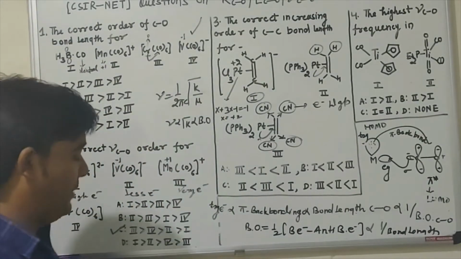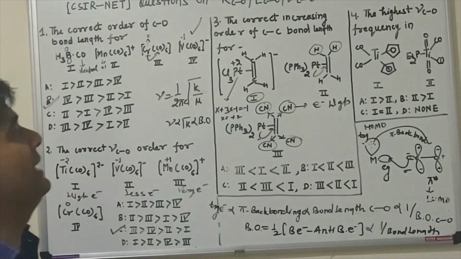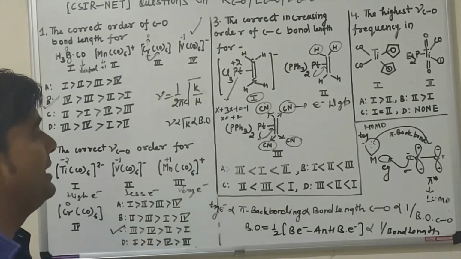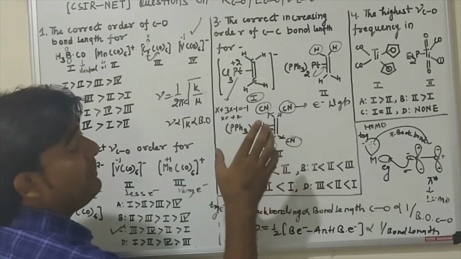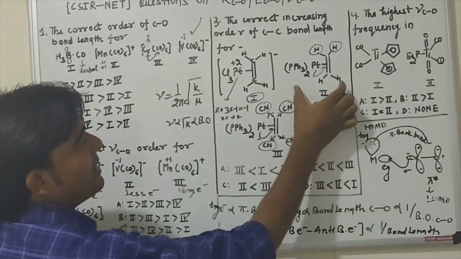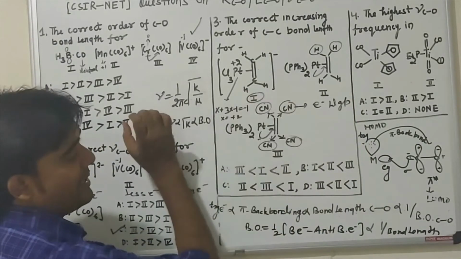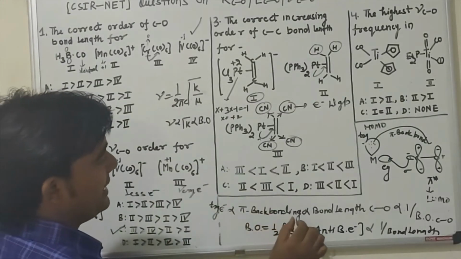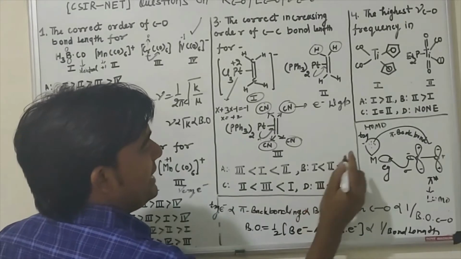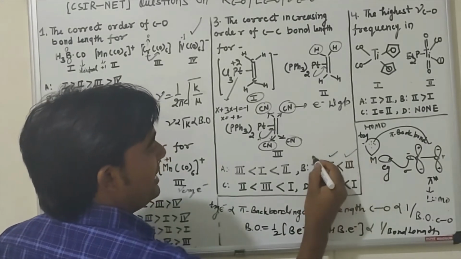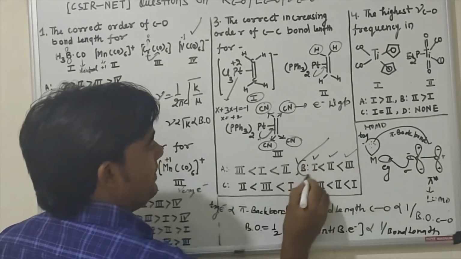So where will the bond length be high? It is very simple: in the third case, bond length will be very high, then the second case, then the first case. So you can find the correct order is this one. Bond length in the third case is very high, then second, then first. So our correct answer is B.